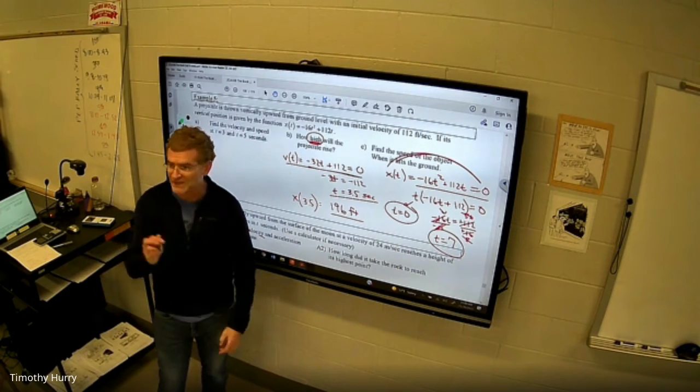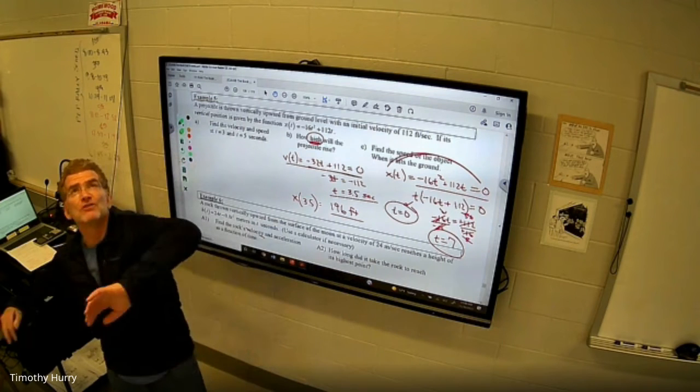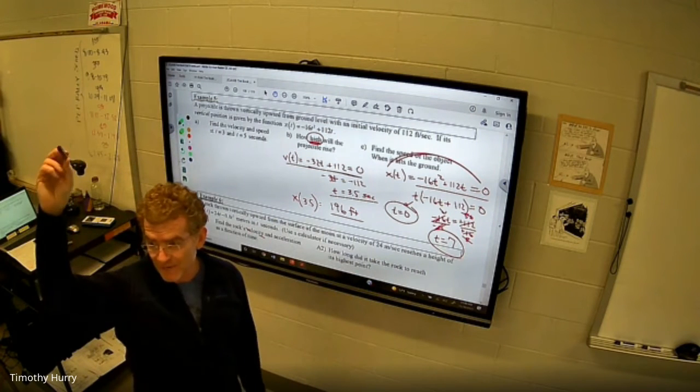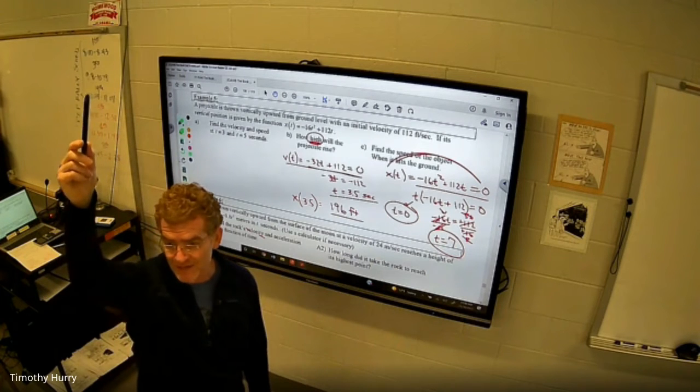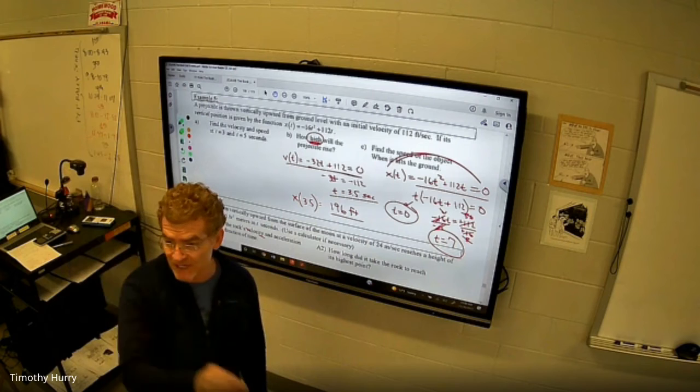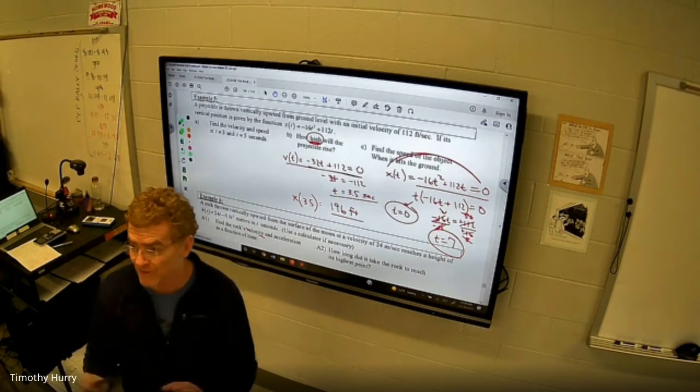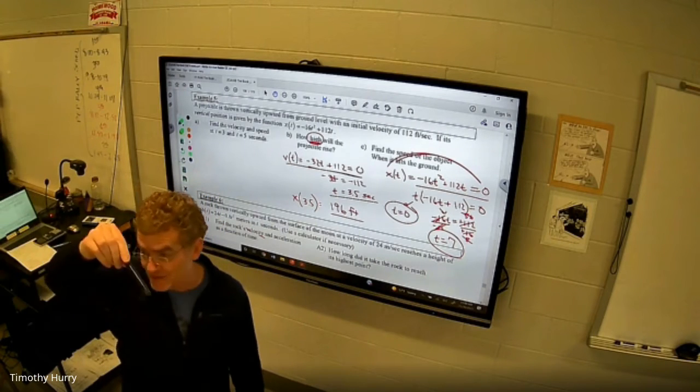I mean, if I take this pen and I throw it and I release it from here and it takes 3.5 seconds to reach the height, is it going to take 3.5 seconds to hit the ground? No, without friction, it's going to take 3.5 seconds to get back to that original height.